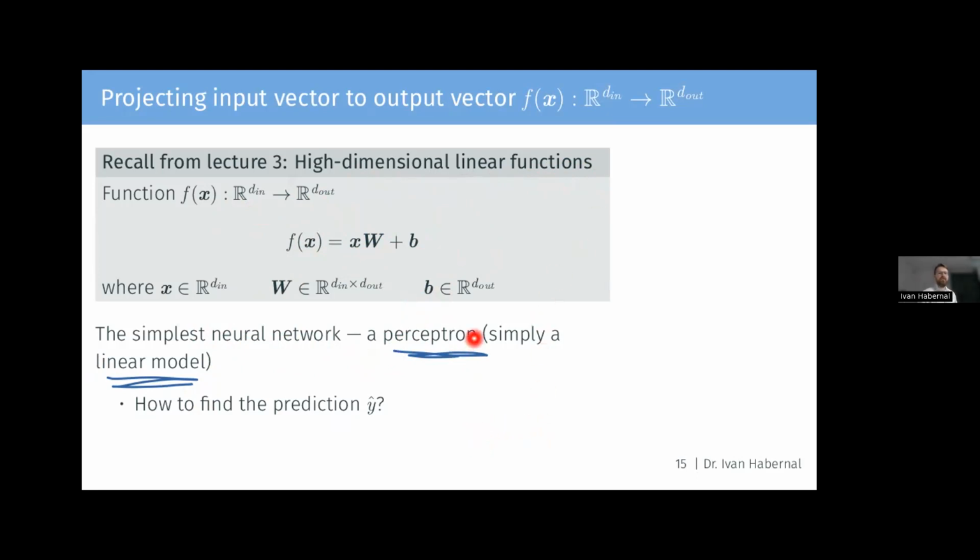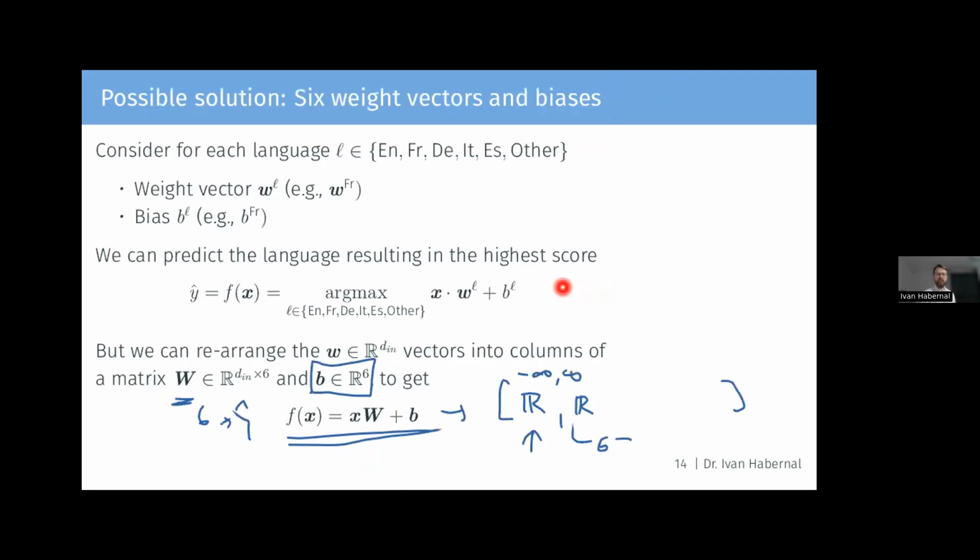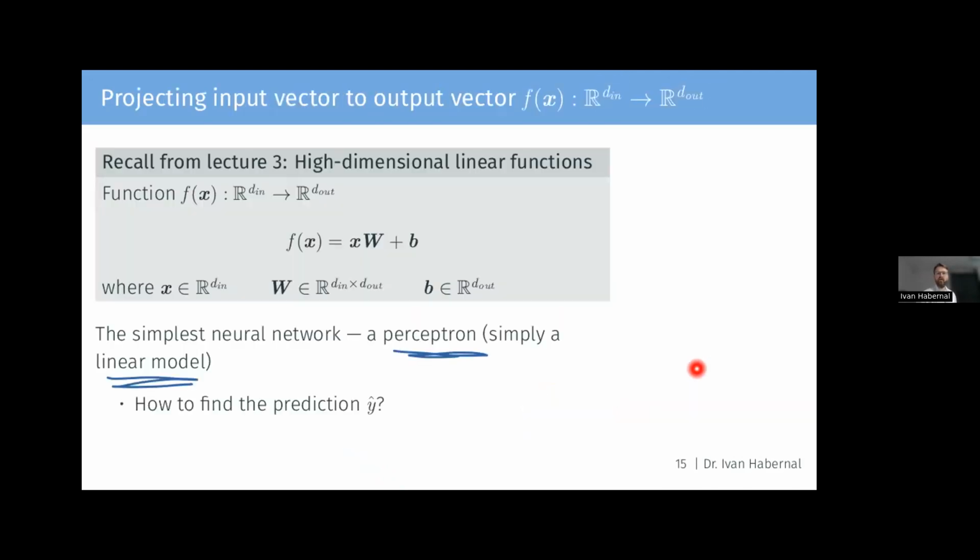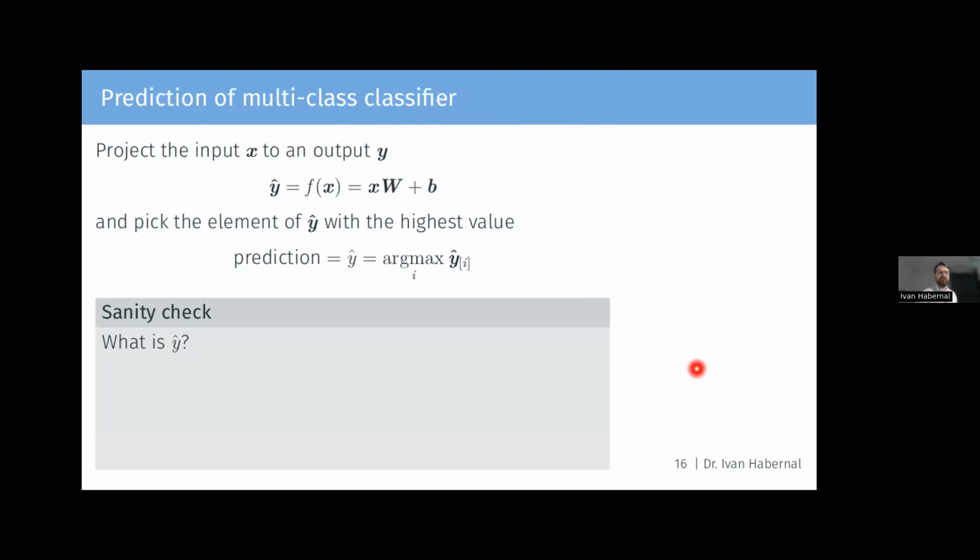So now how to find the prediction y? We want to find what is the language of that. We don't want to just have this vector of reals. We want the highest one. So we are taking the argmax. We're taking the maximum where this projection is at its highest. You pick the highest number in there, and this is going to be your answer.